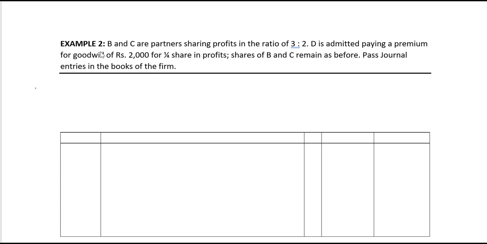Example 2. B and C are partners sharing profits in the ratio of 3:2. D is admitted, paying a premium for goodwill of rupees 2000 for 1/4 share in profits. The shares of B and C remain as before. Pass journal entries in the books of the firm. We'll begin with the working notes.